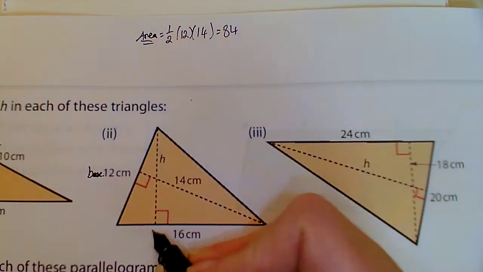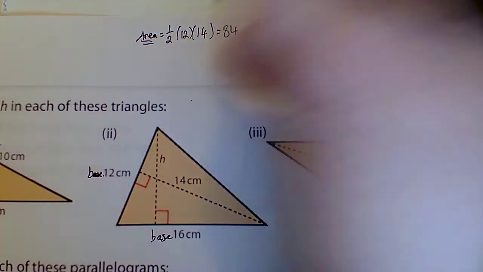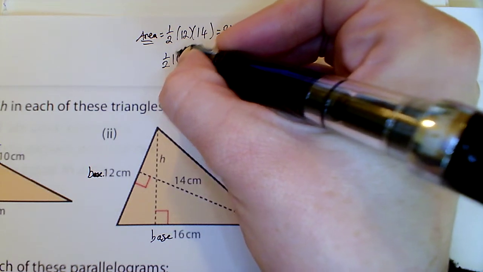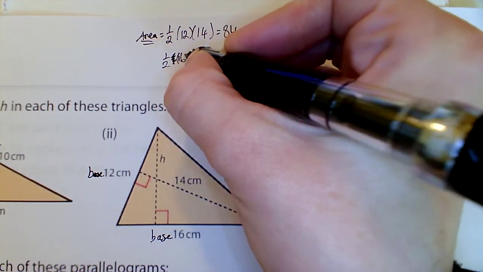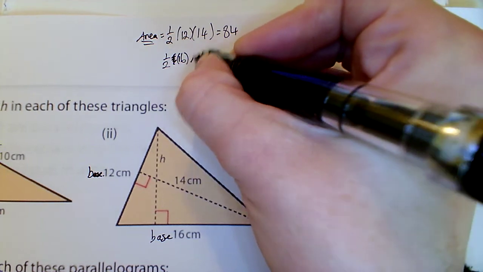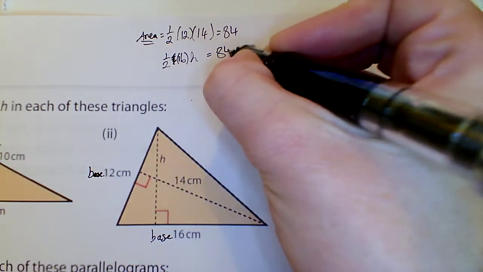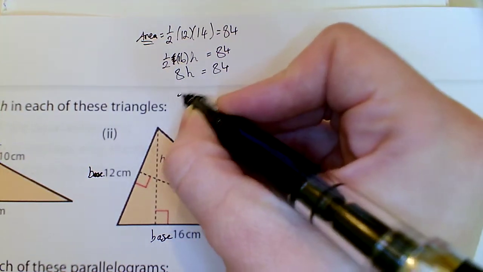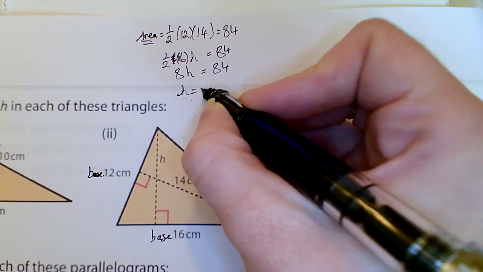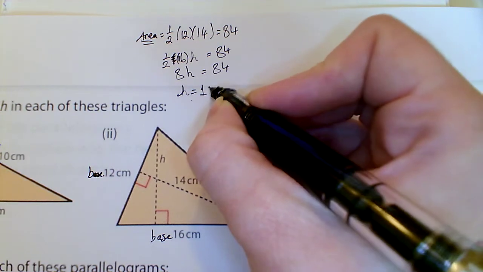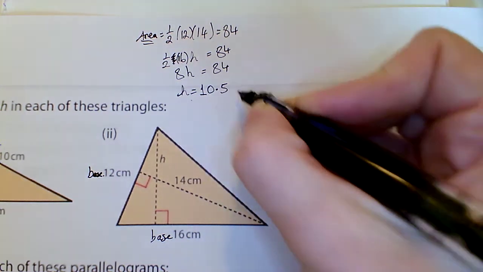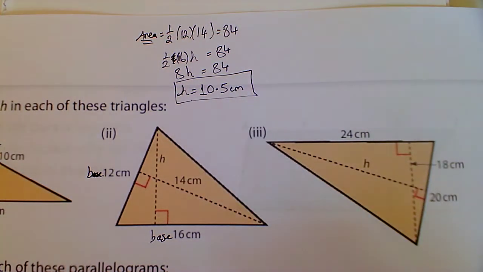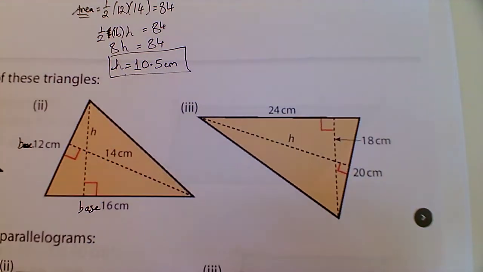And then if I use this as the other base, a half by 16 by h is also going to give me 84. So 8h is 84, and h is 84 divided by 8, and that is 10.5 centimetres. Finally, part 3, same idea again.